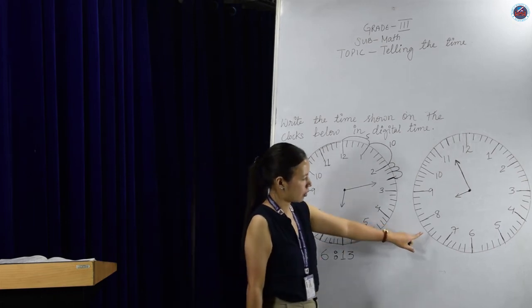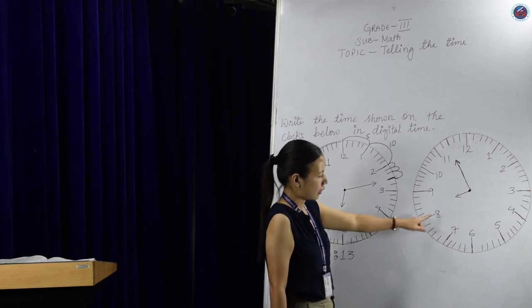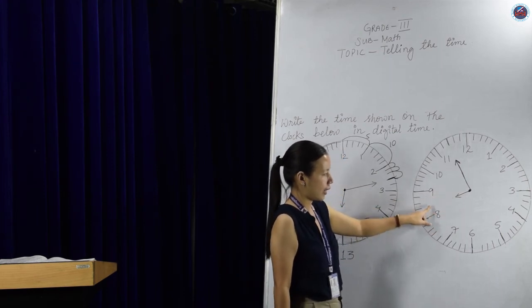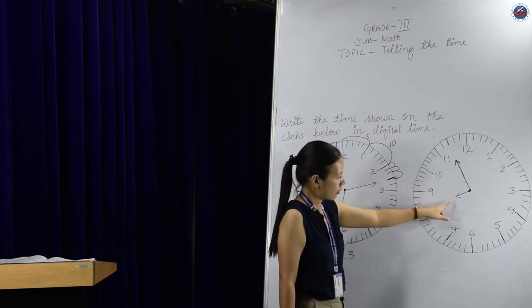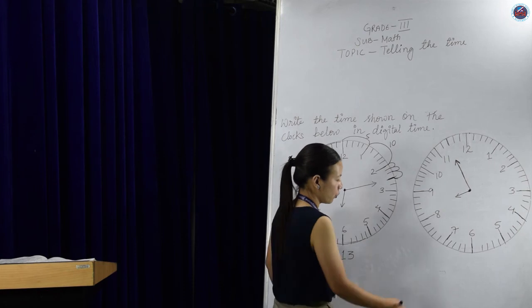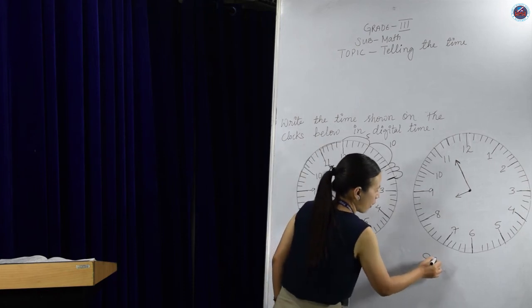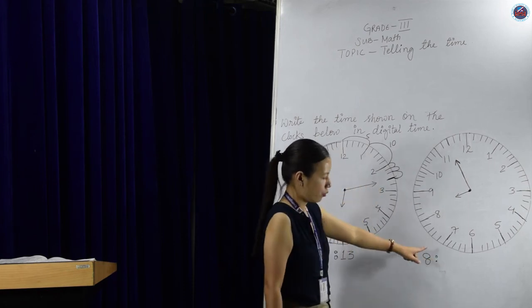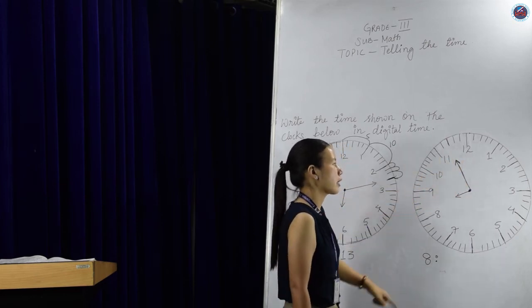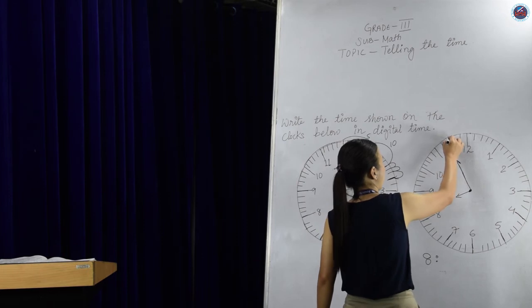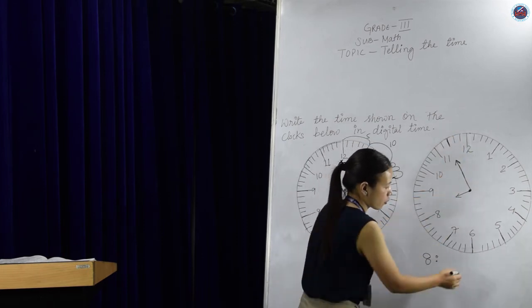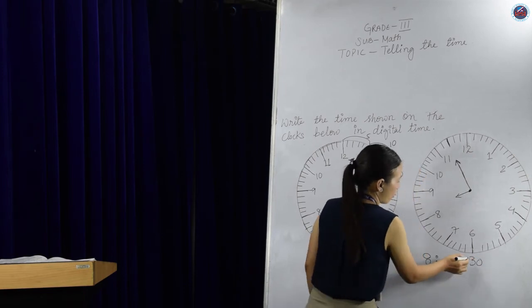Now let's look at this clock here. This short hand is pointing in between 8 and 9, and it has just passed this 8. So what we do is, we will write 8, and then put the dot, and then look at the long hand. Now this time this long hand is pointing at this mark. So how do we count? We know that 60 is 30 minutes. So let's count from here.